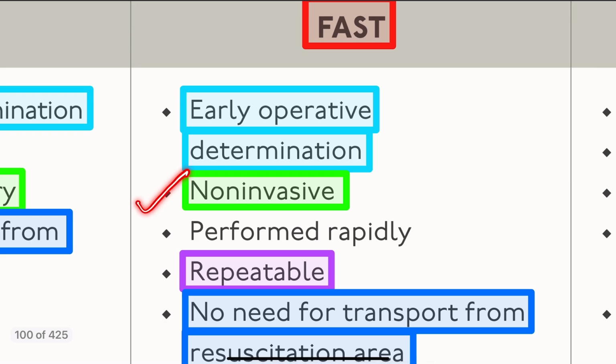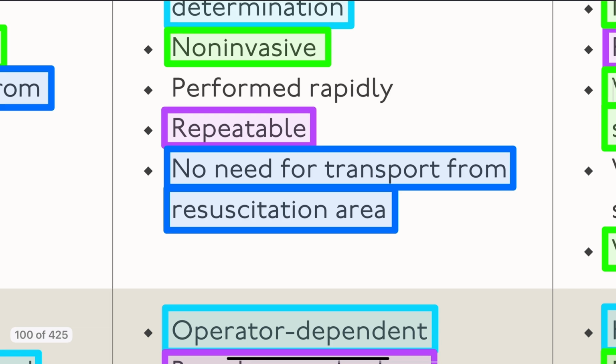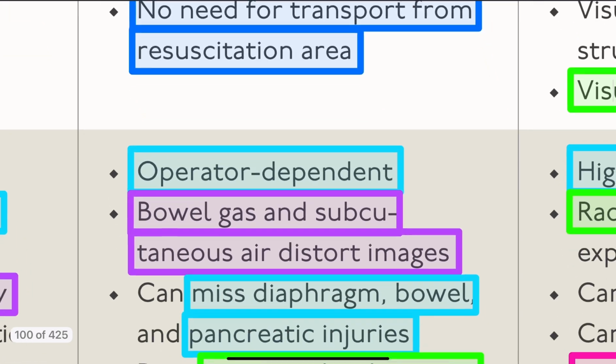And this is non-invasive and performed rapidly. And you can do it again and again, so it's repeatable. There is also no need to transport the patient from the resuscitation area, so you can do resuscitation and FAST simultaneously.